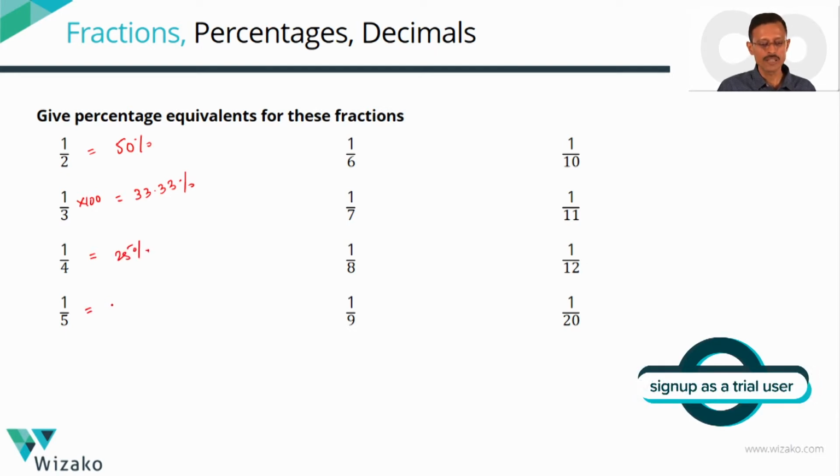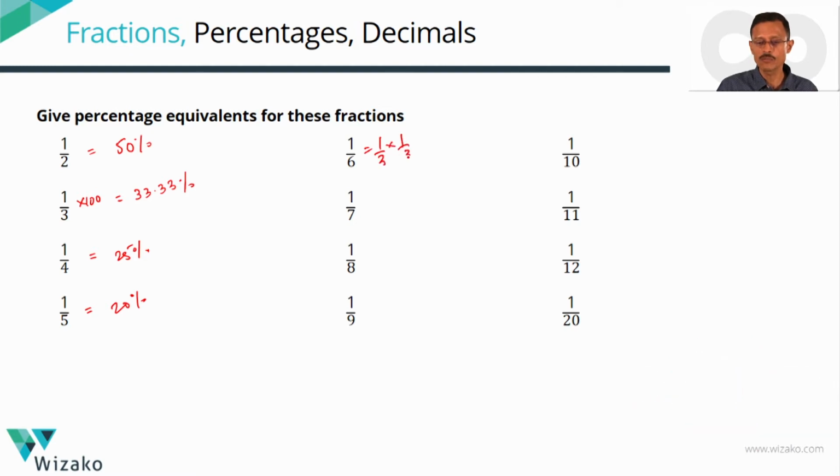1 by 4 is straightforward, which is equal to 25%, known to us. 1 by 5, 100 by 5 is equal to 20%. So whatever is easy, we'll quickly rush through it. 1 by 6 is actually half of 1/3. So 1 by 2 into 1 by 3 is 1/6. 1/3 is 33.33. Half of that is equal to 16.66%.